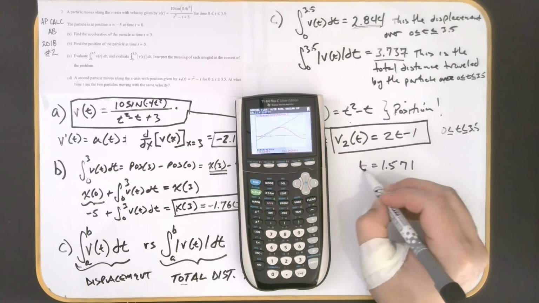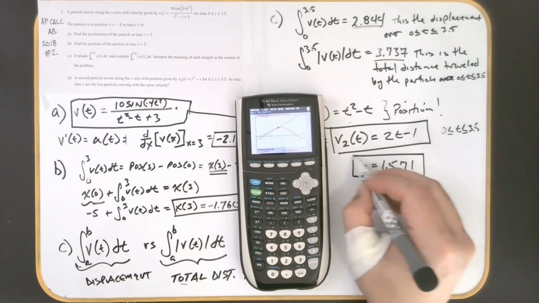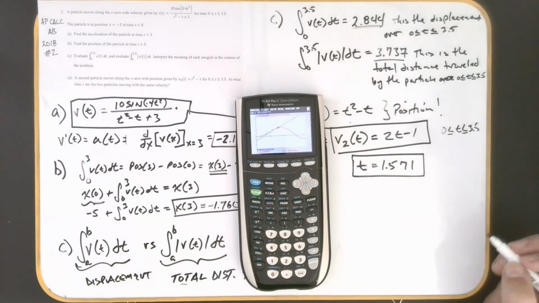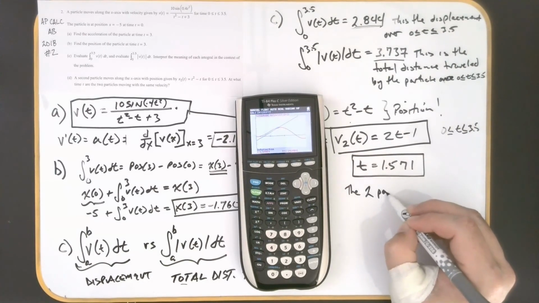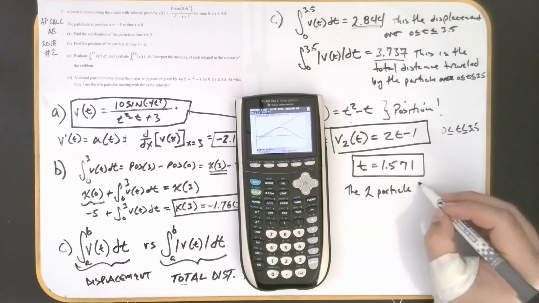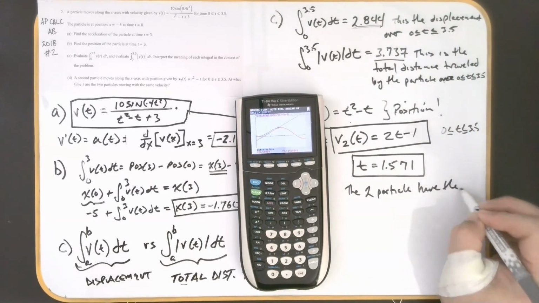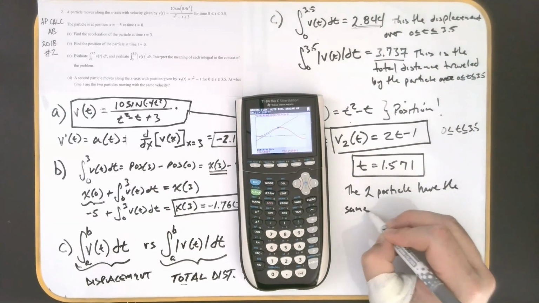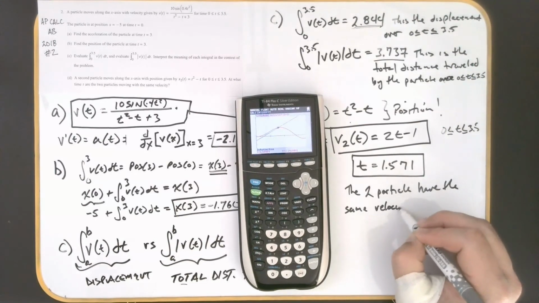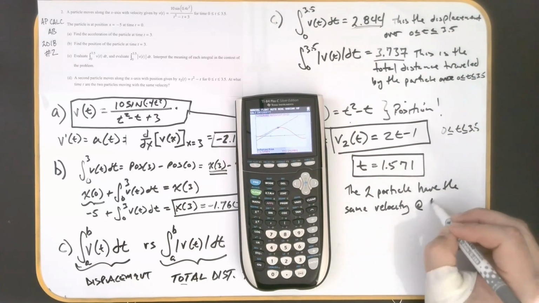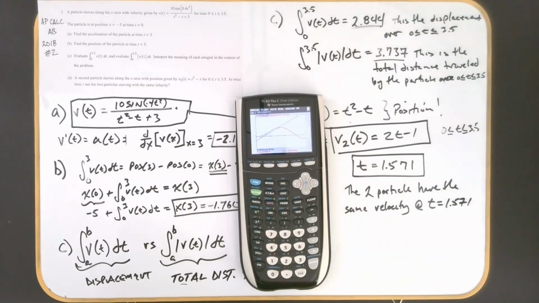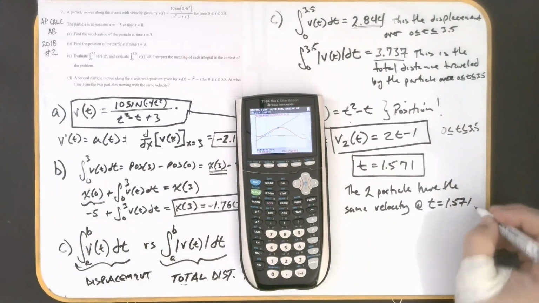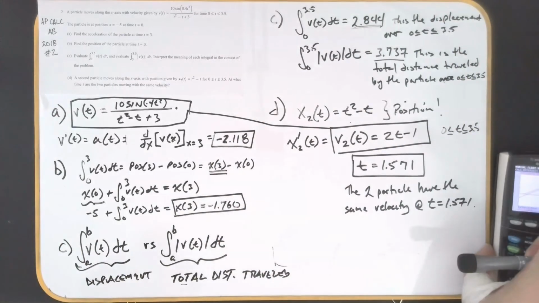Okay. That is when they are the same. Okay. If you want to make a nice little sentence, you can say the two particles have the same velocity at t equals 1.571. Okay, there it is. So that was a nice little PVA.